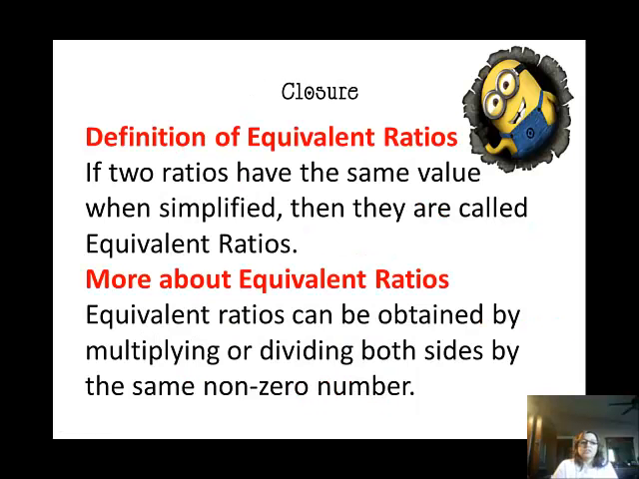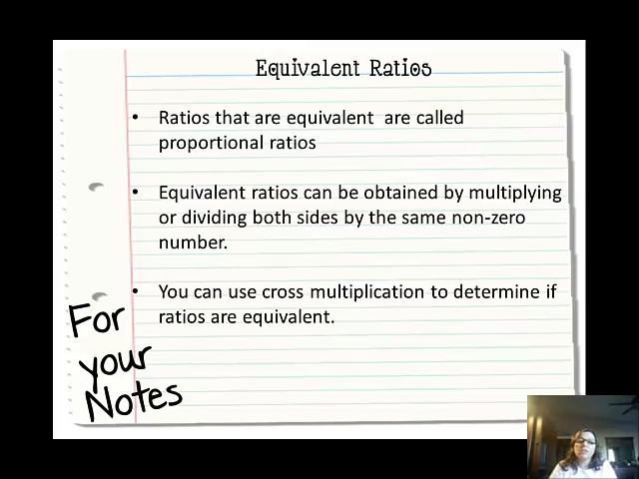All right, so definition of equivalent ratios: if two ratios have the same value when simplified, then they are called equivalent ratios. More about equivalent ratios: equivalent ratios can be obtained by multiplying or dividing both sides by the same non-zero number. For your notes today, you want to make sure that you put in your notebook equivalent ratios. Ratios that are equivalent are called proportional ratios. Equivalent ratios can be obtained by multiplying or dividing both sides by the same non-zero number, and you can use cross multiplication to determine if ratios are equivalent.